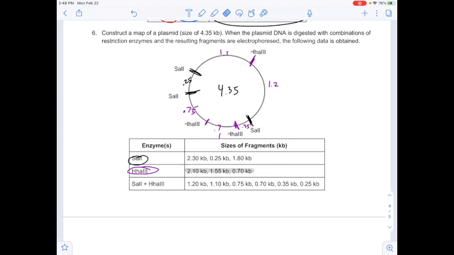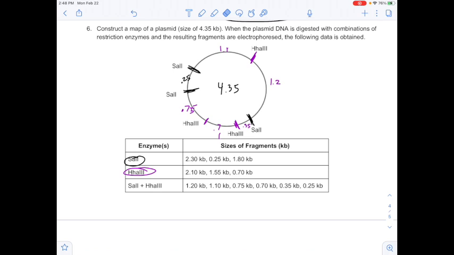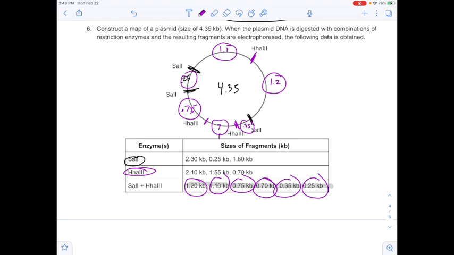Okay, and then the last one, if I made both the enzyme cuts, you'd have 1.2, 1.1, 0.75, 0.7, 0.35, and 0.25, and I'd have them all there. Yay, it worked. All right, hope that was helpful.